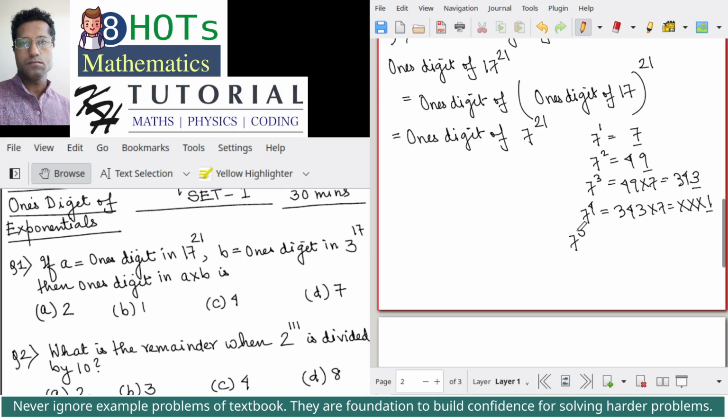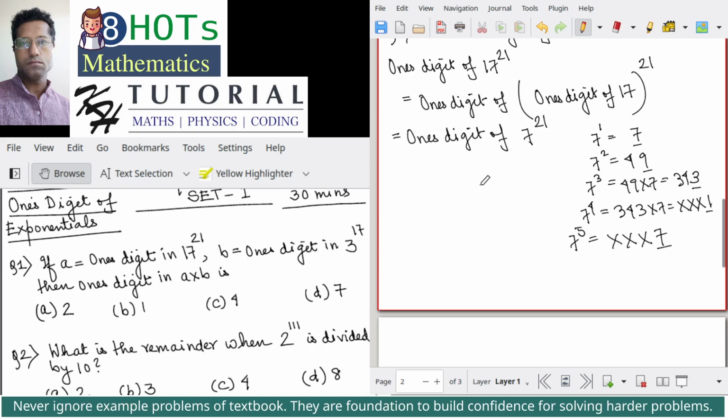What about 7 to the power 5? If the ones digit of 7 to the power 4 is 1, then the ones digit of 7 to the power 5 will obviously be 7. Whatever this number is, we will have a 7. And you see 7 is back again. The ones digit of 7 to the power 1 was 7, and again the ones digit of 7 to the power 5 is 7. So I can say that for every fourth power of 7, the ones digit will be 1.